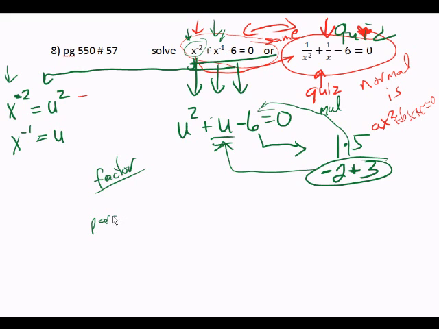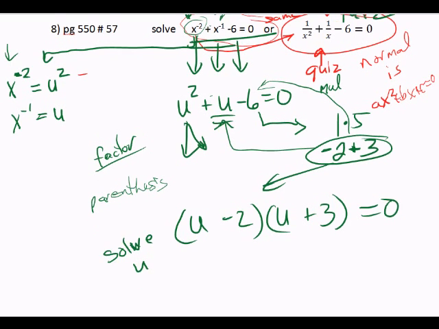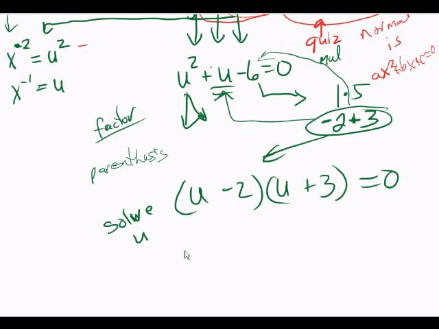Factor, so we did that. Put in parentheses. We're going to put 2 big parentheses equal to 0, and it's going to be a u and a u because we're using u's, and then we're going to use the negative 2 and the plus 3. Then we're going to solve for u. We're going to go through that process in solving for u.